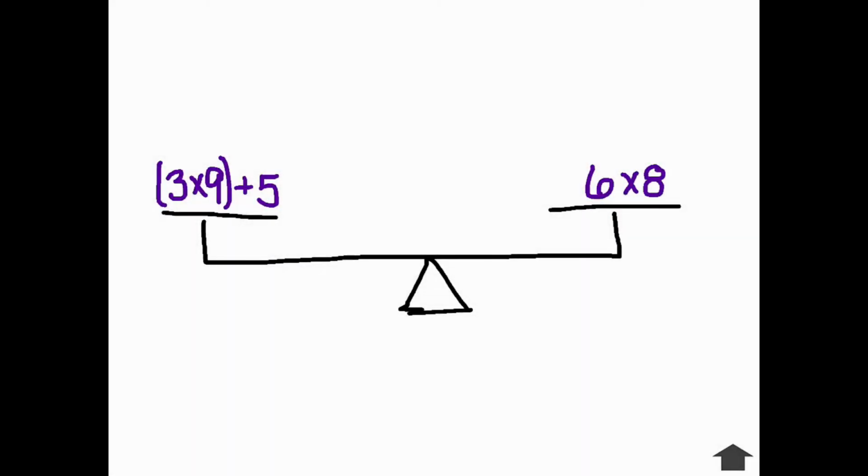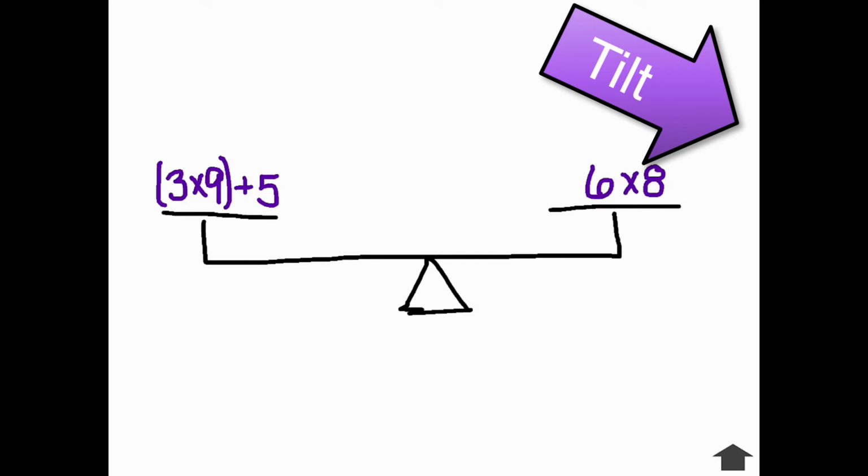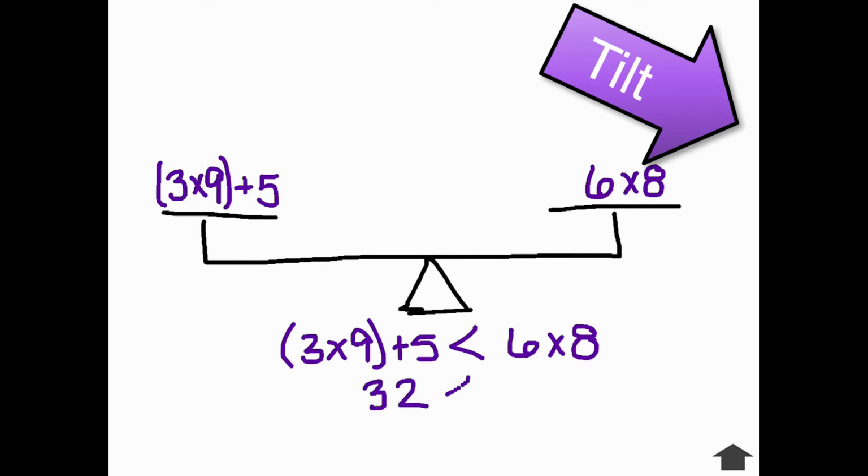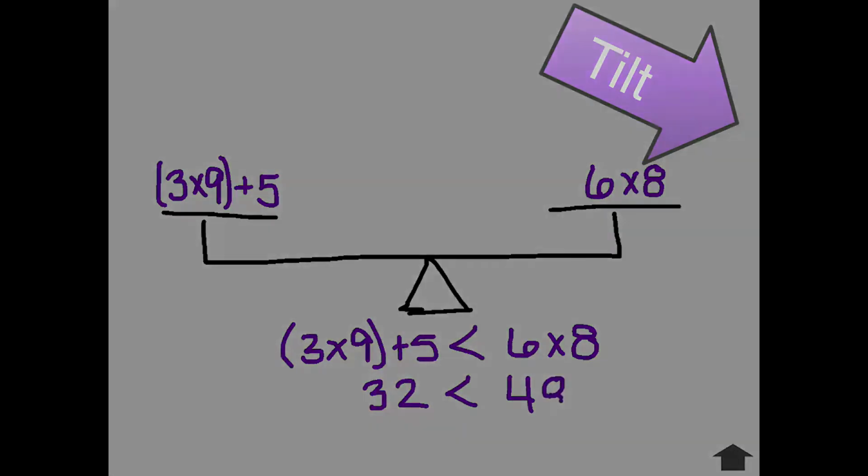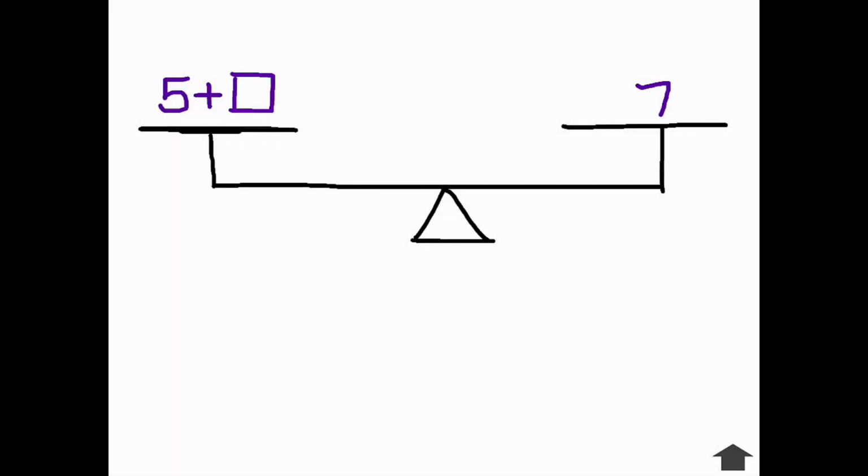Now let's take a look at another set of expressions. Is this one balanced? After we do the math, we would find that it would tilt to the right because 32 is less than 48. So our expressions, the quantity of 3 times 9 plus 5 is less than 6 times 8, or 32 is less than 48. Now let's look at our balance again.